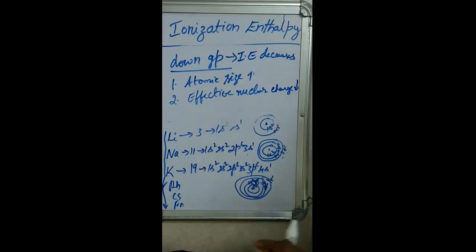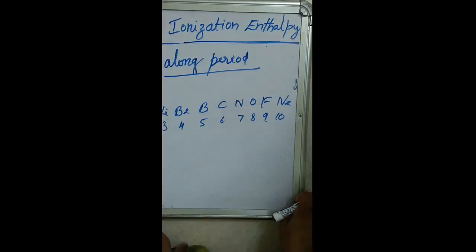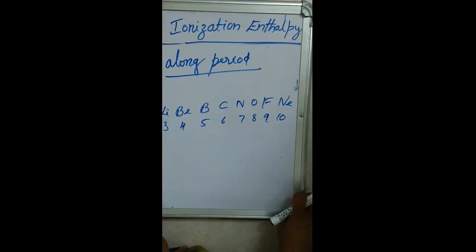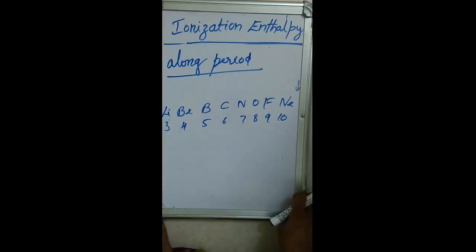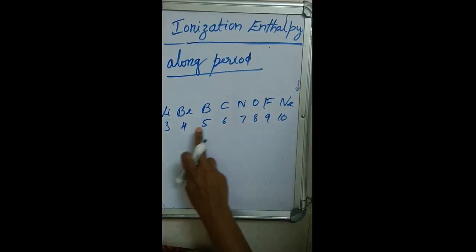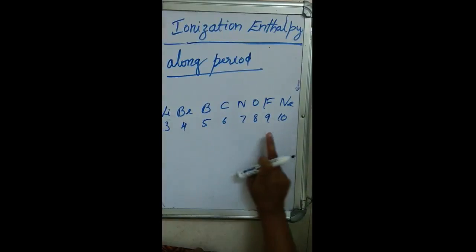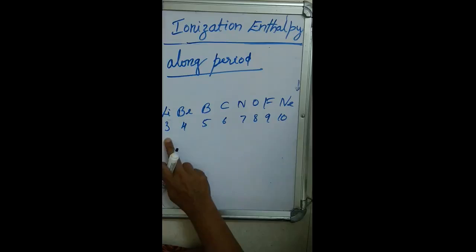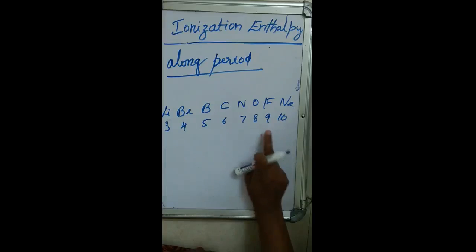Now I am going to explain along the period. What happened along the period? How does ionization enthalpy vary along the period? Along the period I have considered the second period: lithium, beryllium, boron, carbon, nitrogen, oxygen, fluorine, neon. Atomic numbers I have written: 3, 4, 5, 6, 7, 8, 9, 10.